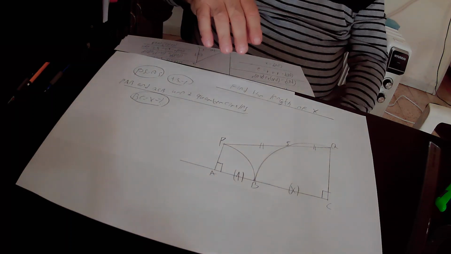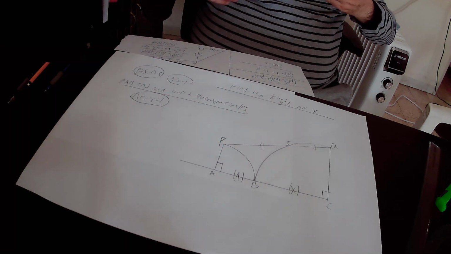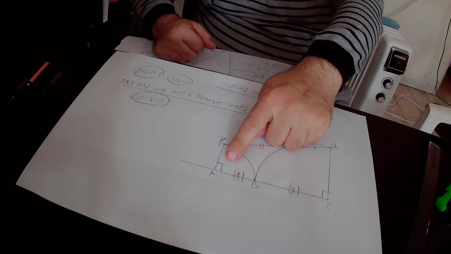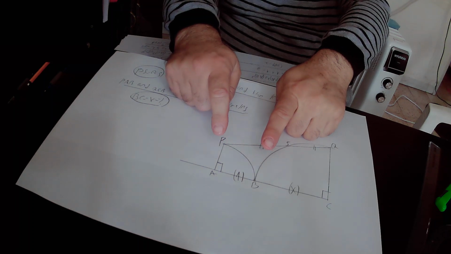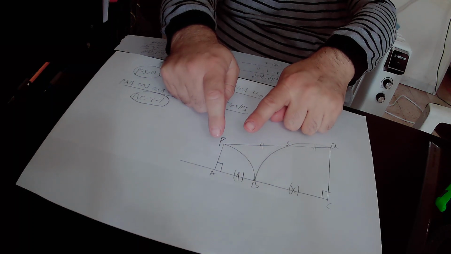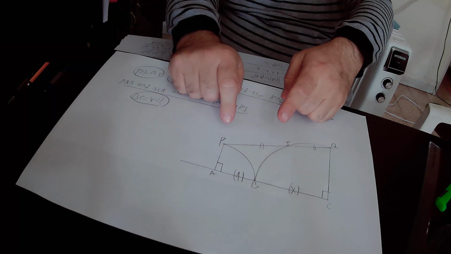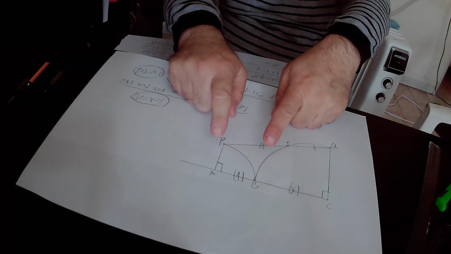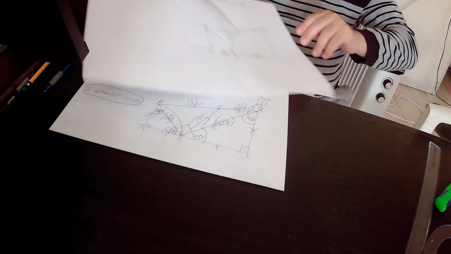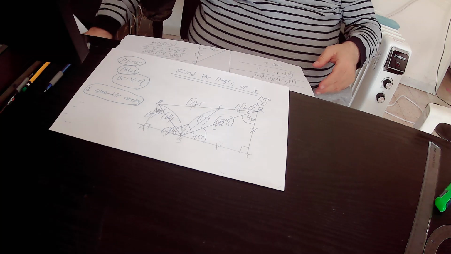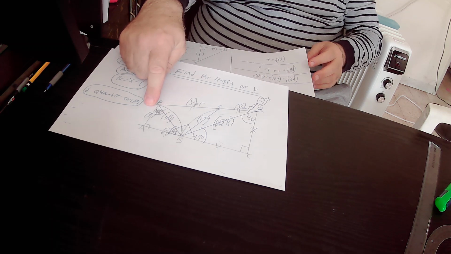So here, PAB is a quarter circle. In any quarter circle, this angle must be equal to 90 degrees. And line segment AB and line segment PA are both the radii of this quarter circle, therefore they are equal to each other. It is given in the question that AB equals 1, therefore PA must also be equal to 1. So here, PA also equals 1.